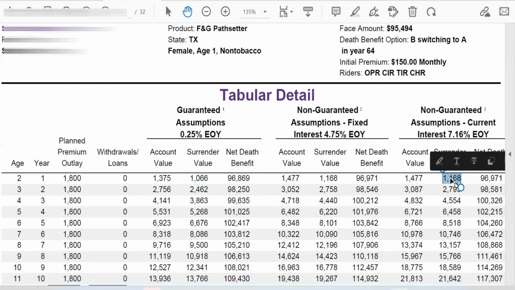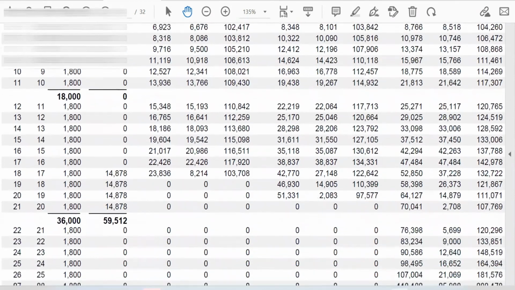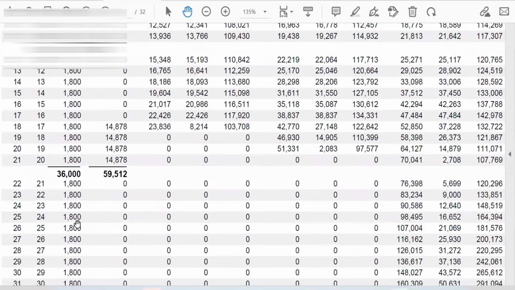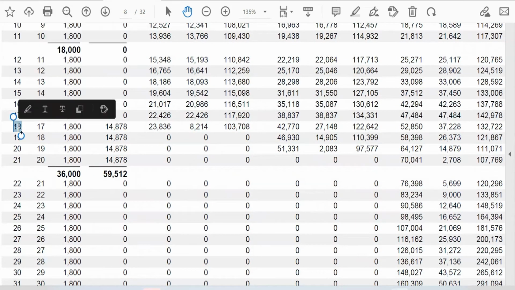So you see the difference from the 529. Here, he can pull out money very quickly, no penalty, right? So he can pull out $1,168. But again, remember, this is for college. So I want us to fast forward to when this child is 18 years old. So let's say this child is 18 years old right here. And let's see what happened.